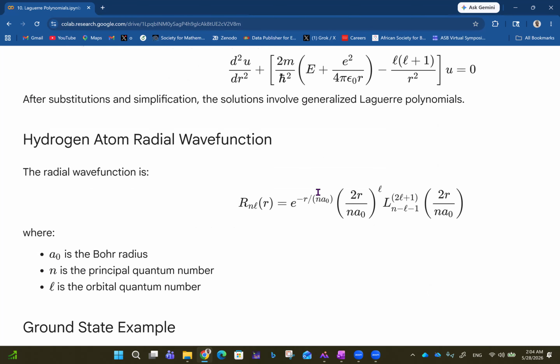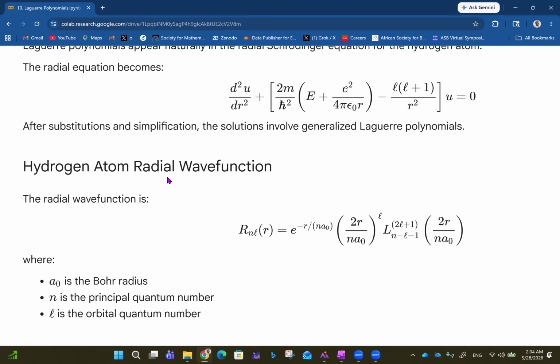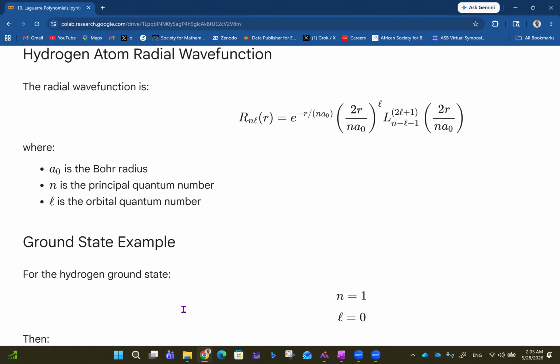And then we have the hydrogen atom radial wave function. So the radial wave function, R sub nl of r, is equal to e raised to the power minus r over n a naught, times 2r over n a naught raised to the power l, and then you have the Laguerre polynomial L sub n minus l minus 1, 2l plus 1, all multiplied by 2r over n a naught, where a naught is the Bohr radius, n is the principal quantum number, and l is the orbital quantum number.